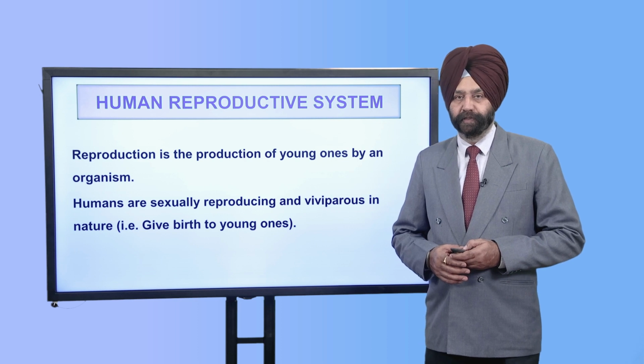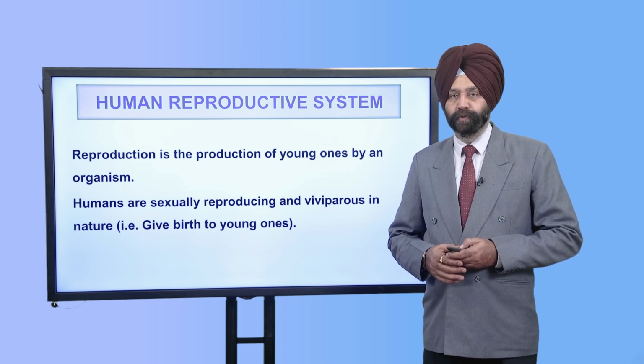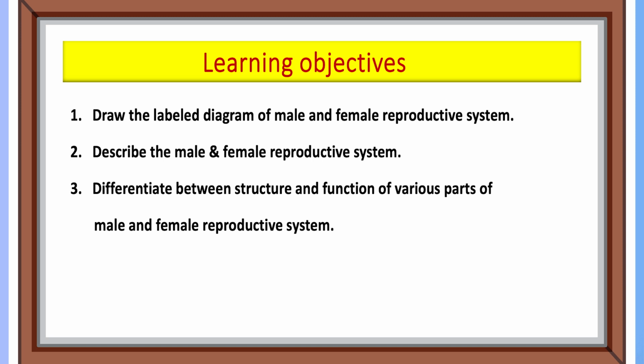After these sessions, the students will be able to draw the labeled diagram of the male and female reproductive system, describe the male and female reproductive system, and differentiate between the structure and function of various parts of the male and female reproductive system.